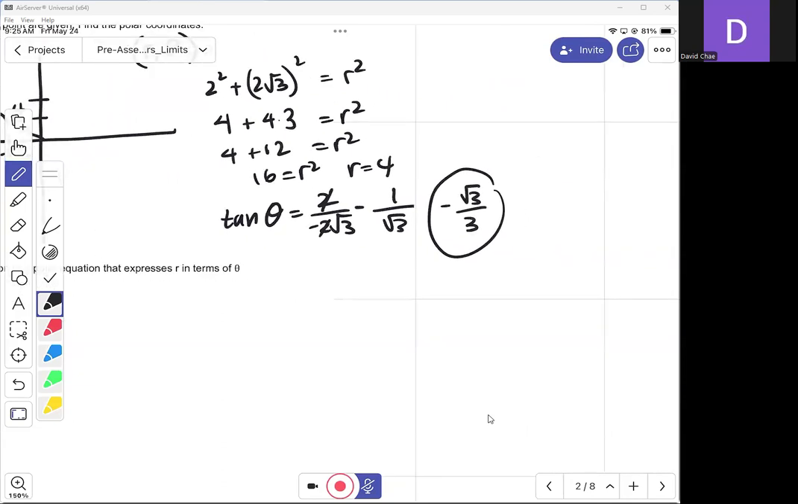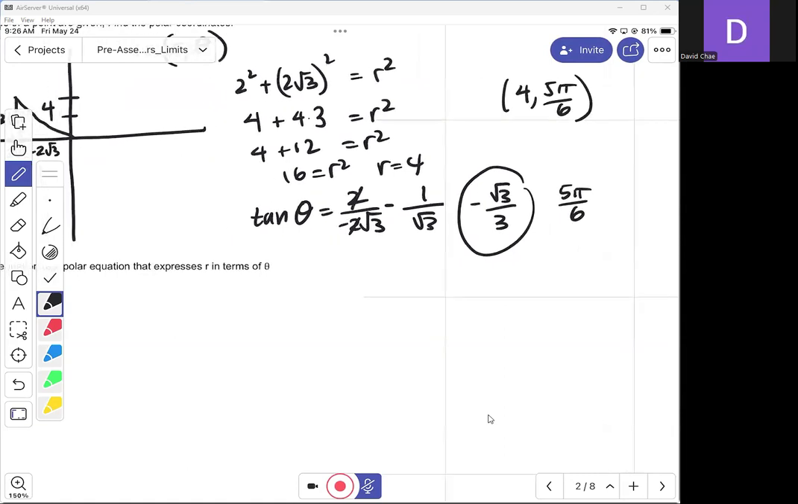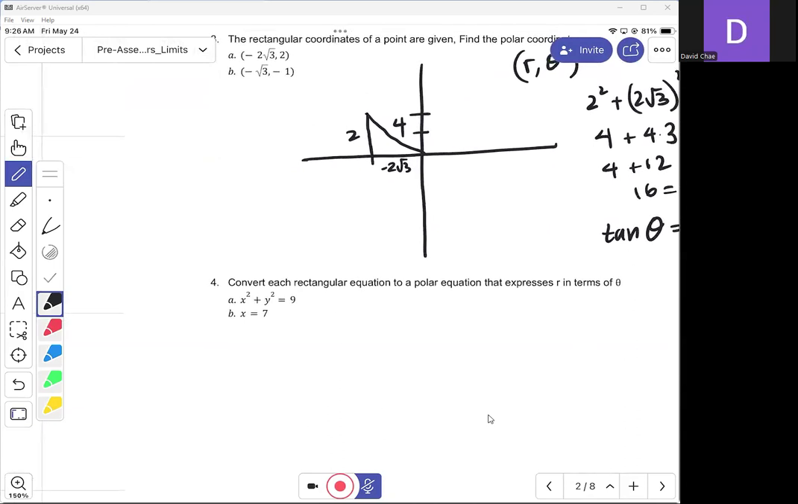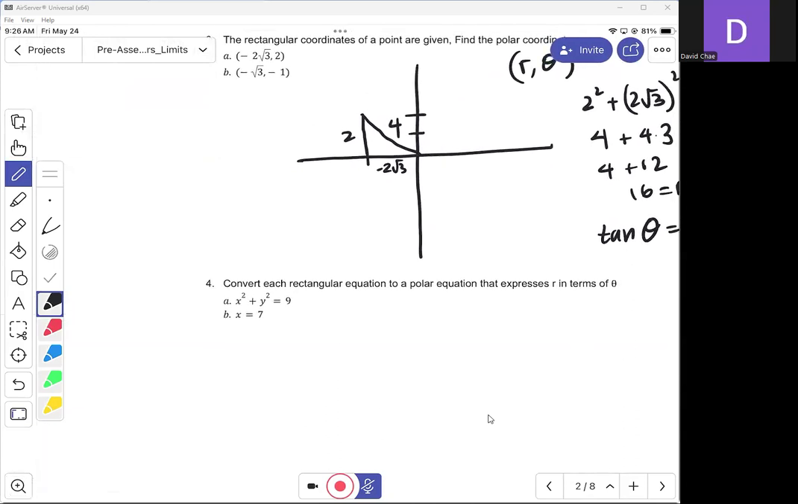So that would be 5 pi over 6. All right, so our polar coordinates would be 4 comma 5 pi over 6. All right. And then you're doing the same thing for letter B, but letter B is in the third quadrant, right? So let's erase this.